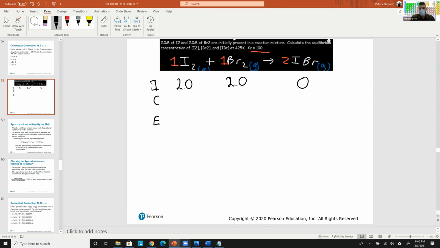So I need your help for this one. What will be the change in I2? Minus x. Good, minus x. What about for Br2? Same thing. Good, minus x. What about for 2IBr? Plus 2x. Good, awesome, getting it. What about for equilibrium of I2? You can all shout it out if you know it. Good, 2 minus x. Br2. Good, 2 minus x.